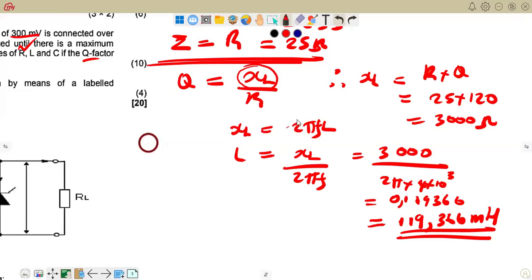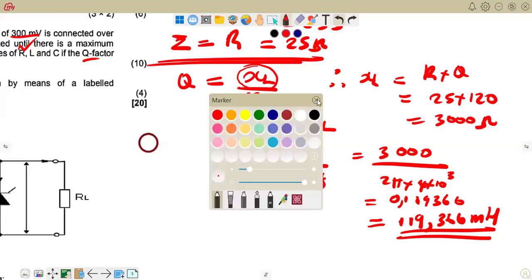Now the next question, okay, we want now capacitance. Capacitance, we shall find it also from the inductive reactance. We have just determined right now the XL. We have just determined it as 3,000 ohms. That's our XL, the inductive reactance.